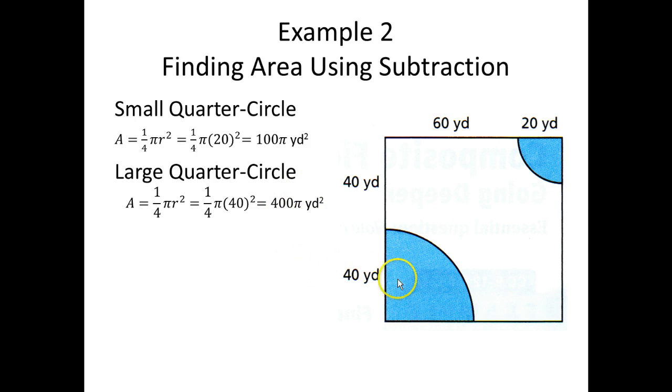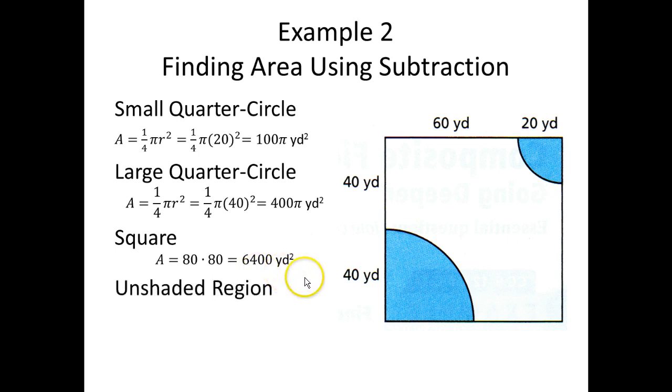Okay, so now I found the area of the large quarter circle and the small quarter circle. So what I need to do is subtract these from the area of this square. If you remember, in order to find the area of a square, you just multiply side length by side length. Notice here that each side length of this square measures 80 yards, 40 plus 40 here, 60 plus 20 here. So in order to find the area of this square, I just multiply 80 times 80. That gives me 6,400 square yards.